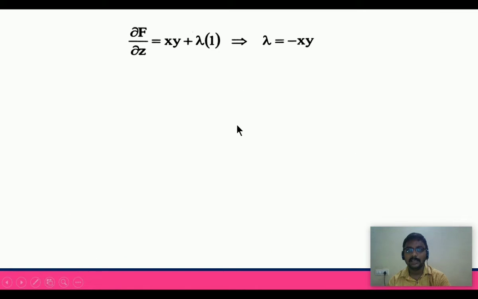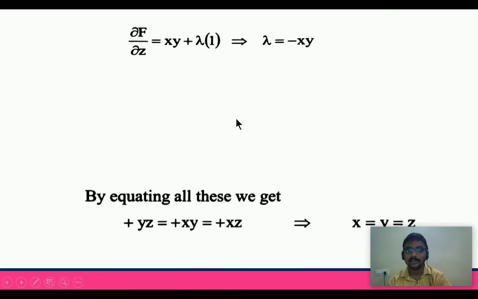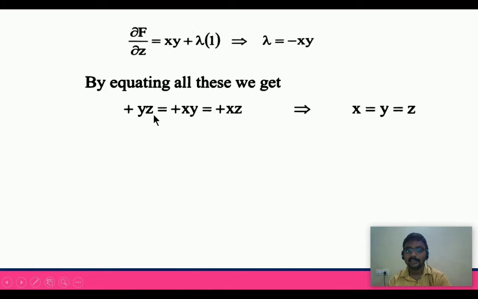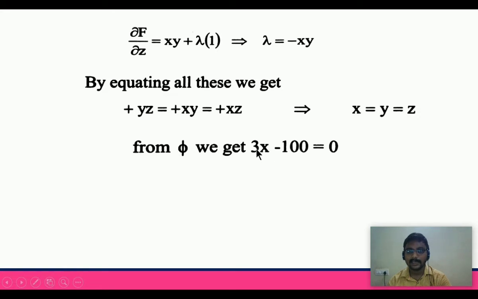Now equating these and eliminating the lambda, we will have a relation between x, y, z. So which implies that clearly x equals y equals z, which is obtained by just equating the first, second and third. So we will have a relation between x, y, z. Now we have the constraint equation, that is x plus y plus z equals 100, but replacing x as y and x as z.